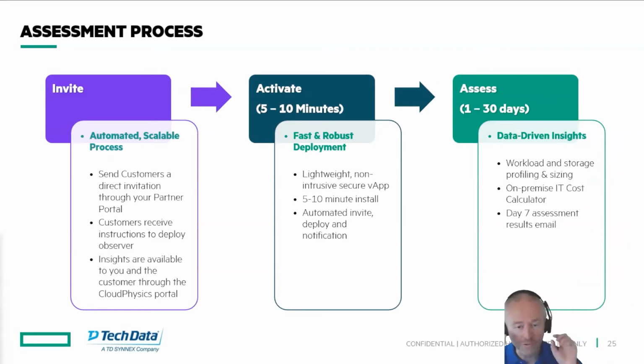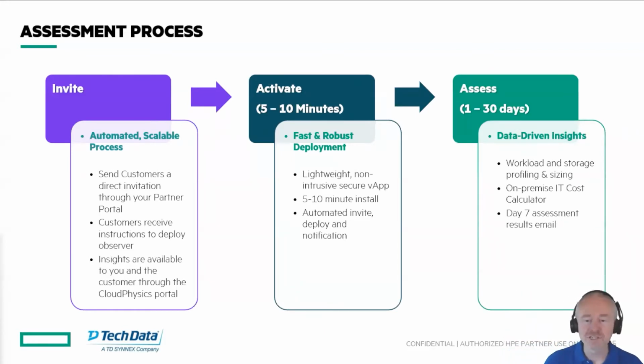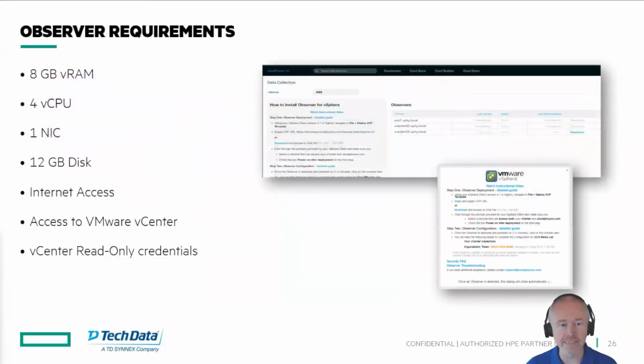After 15 minutes, you see information coming in. After 7 days, you will get an email with actionable recommendations. And after 30 days, it stops automatically by default, because you get a license for a 30-day assessment.